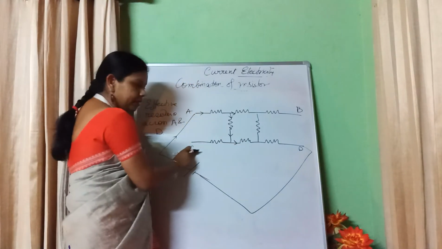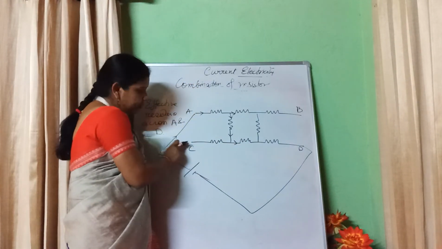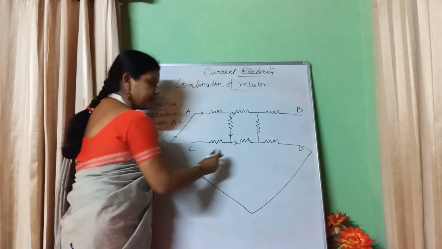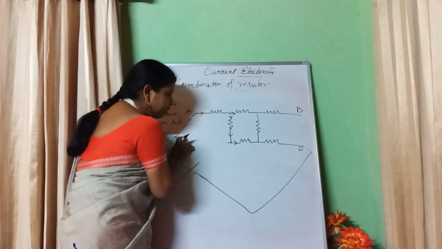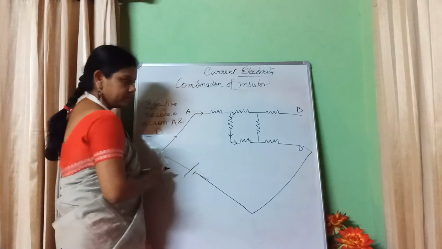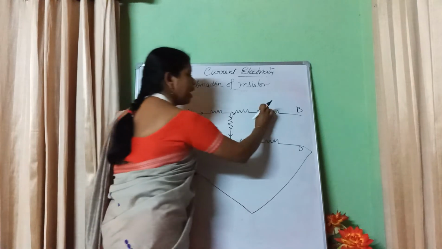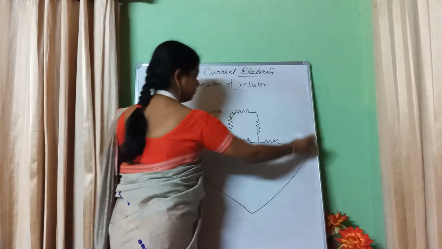Will the current come in this part? No. Why? This is an open part, but here it is a connection, so the current will change the path. So I can remove this. Similarly, will there be any flow of current here? No. I have to remove this part now.